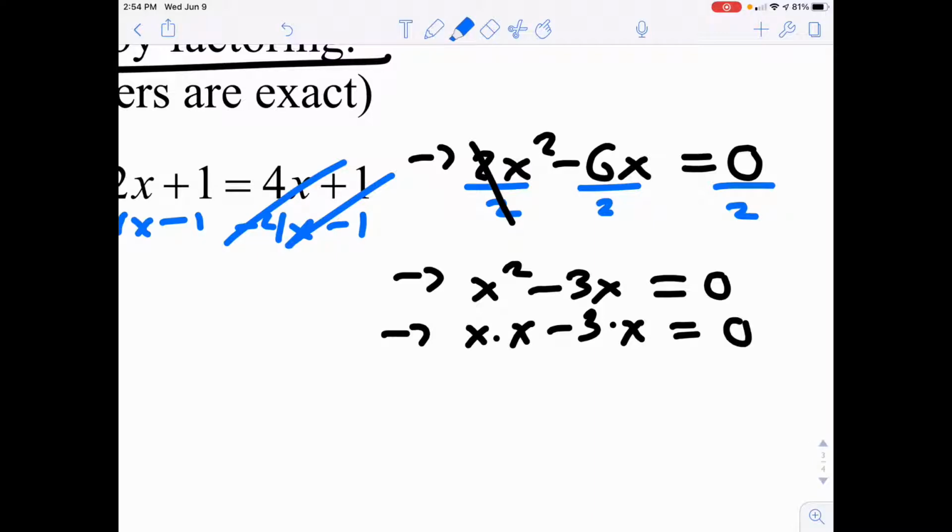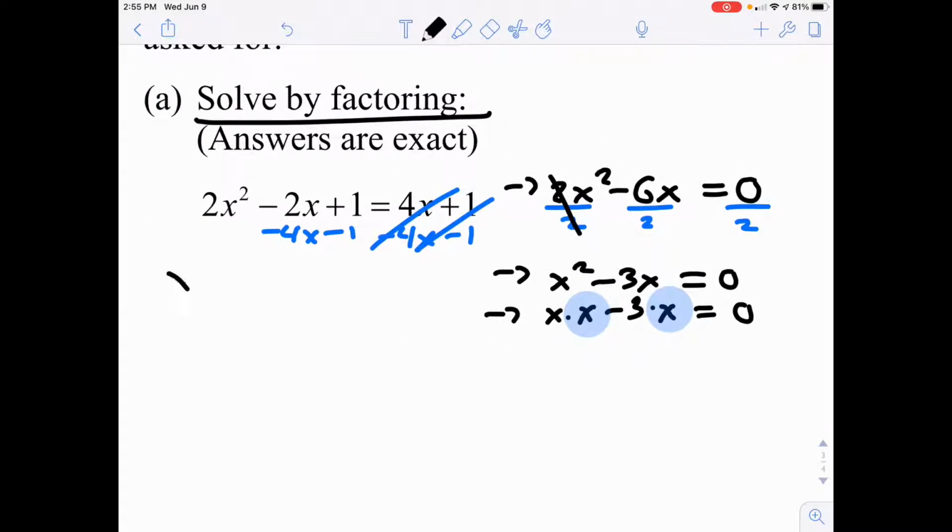Now you guys can see that the greatest common factor of both terms would be x. So I'm going to pull that x out. What's left over? Well, what's left over is highlighted in black, x minus 3. And that's equal to 0.